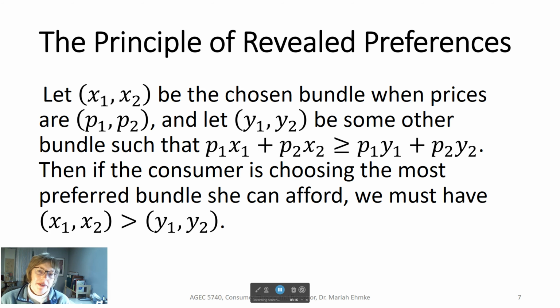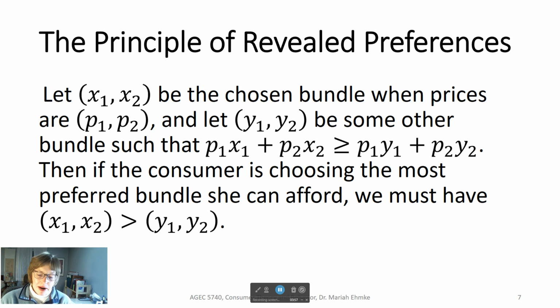The principle of revealed preference summarizes the revealed preference choice outcome. It says, let X1, X2 be the chosen bundle when prices are P1 and P2, and let Y1, Y2 be some other bundle such that the budget expenditure on goods in the X bundle is greater than or equal to the budget expenditure on goods in the Y bundle. Then, if the consumer is choosing the most preferred bundle she can afford, we must have that X's are preferred to Y's.